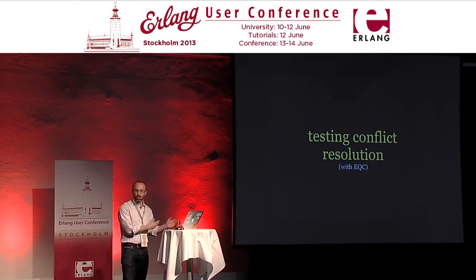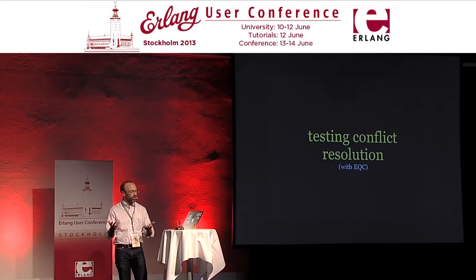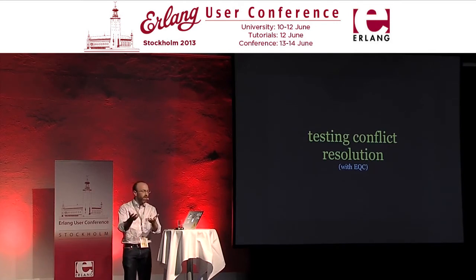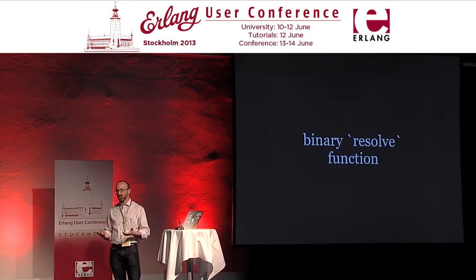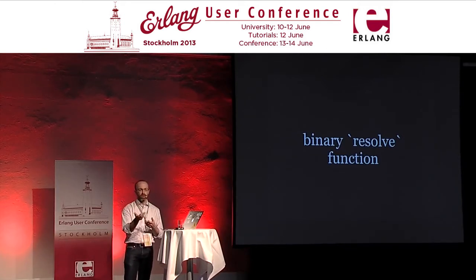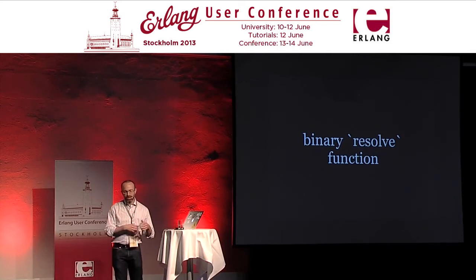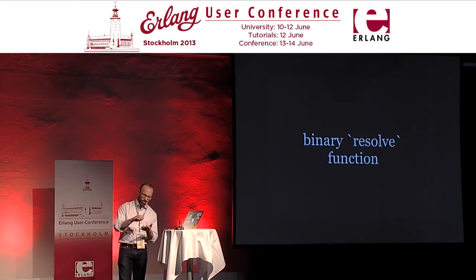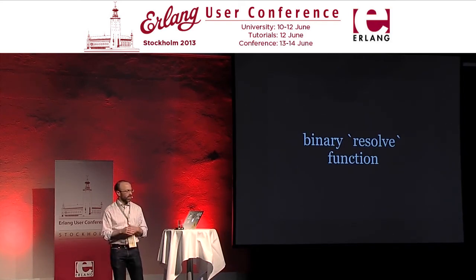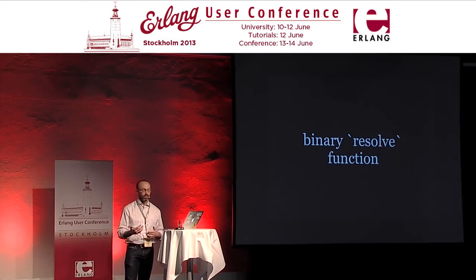Riak doesn't just throw one of them away. It says, hey, there was a conflict here. You tried to do two things at the same time. Which one was right? What we did in Riak CS was define a function that takes two manifests and says, this is the correct one. It uses a timestamp and the state of the file, whether it's still being written or whether it's finished or whether it's being deleted and that kind of stuff, to decide which manifest is the correct one.